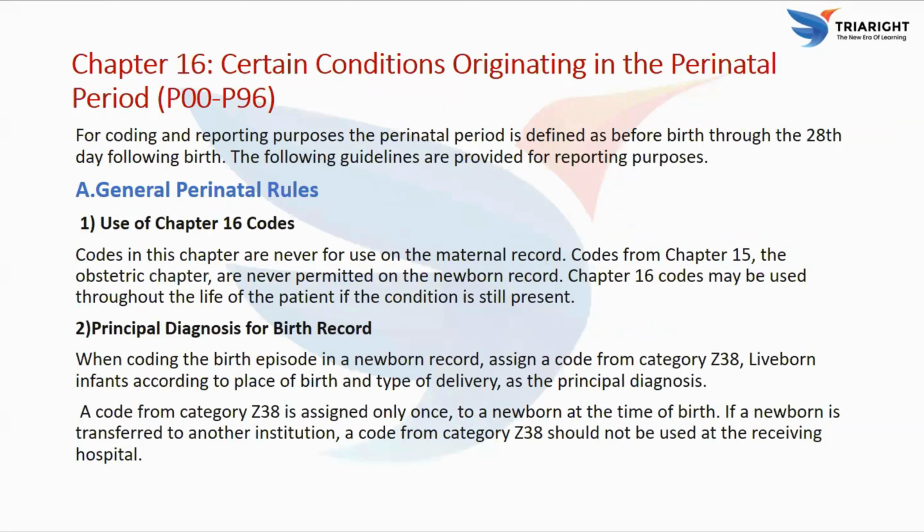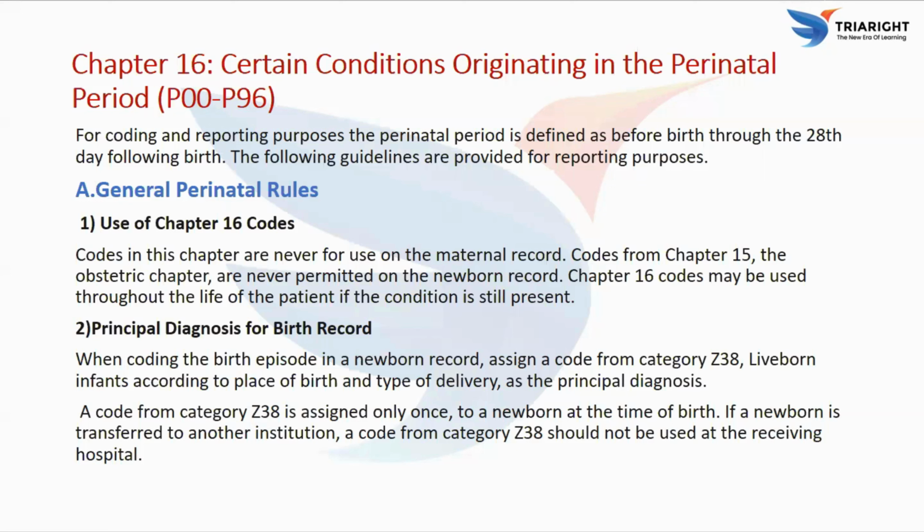So what is the perinatal period? It begins before the birth and continues until 28 days after the baby is born. Any condition affecting the newborn during the first 28 days is coded under chapter 16. Chapter 16 codes are P00 to P96. What is the use of chapter 16 codes? Simply, chapter 16 codes are only for the baby's medical record. These codes must never be used on the mother's chart.